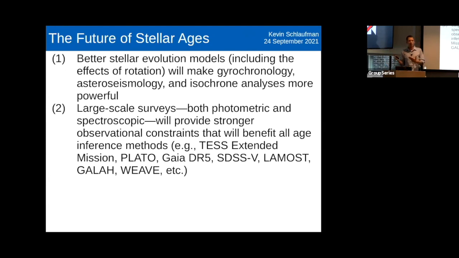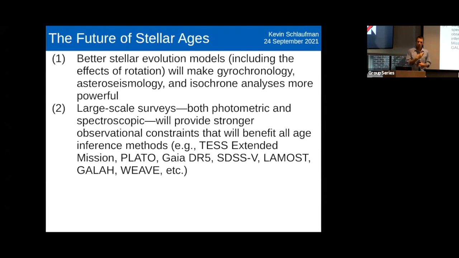We have these rotation periods. We can use that to further develop gyrochronology. We'll have a lot more asteroseismology data for stars like this thanks to Plato, the European Space Agency's upcoming transit survey. And all of these things together are going to make isochrone analyses, which we can apply pretty much anywhere in the sky thanks to Gaia, much more powerful.